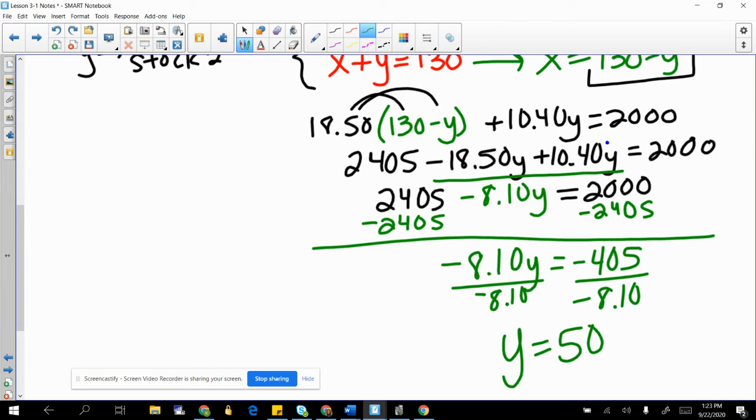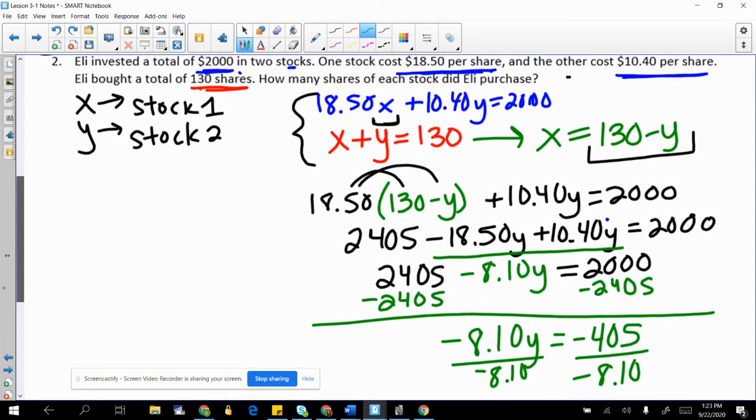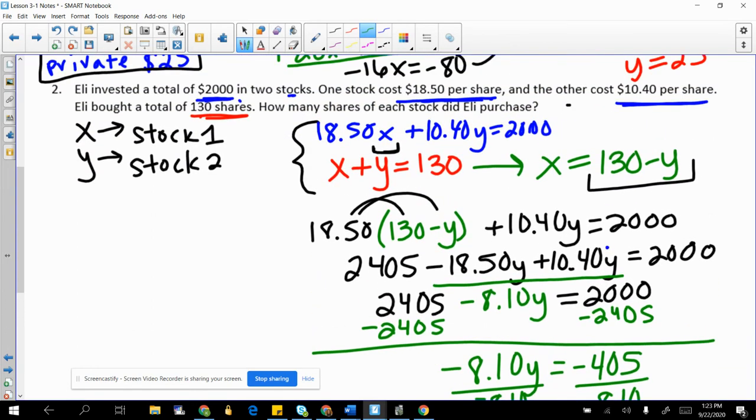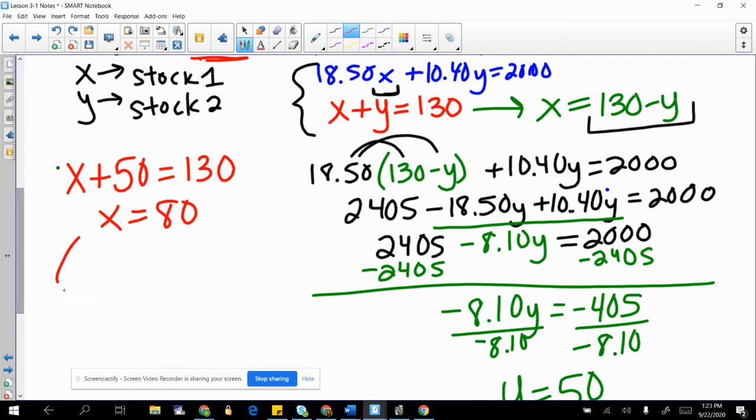Cool. So now you know what your y is. So we are just going to plug that in. So I would plug it into the second equation because it's a little bit easier. So x plus y we just solved is 50 equals 130. Subtract over the 50, and now we know that x equals 80. So your final answer would look like 80, comma 50.